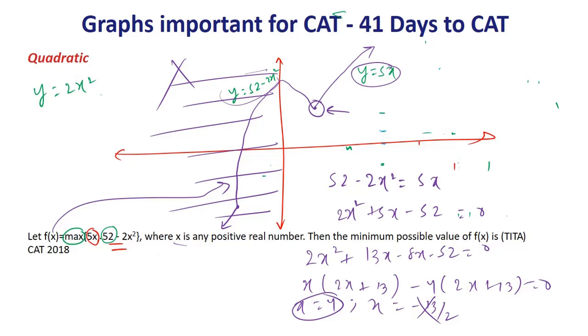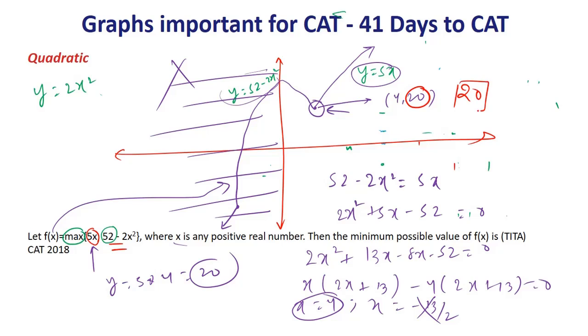So you take x is equal to 4 and put it into any of the two. If you put x is equal to 4 here, the value of y becomes 5 into 4, which is equal to 20. So this point is nothing but (4, 20), and the minimum possible value of f(x) will be equal to 20. So 20 is the answer. I hope this is clear to you. A very beautiful problem which came in CAT 2018. Many people know that they have to equate the two, but very few people know why they equate the two. But I hope all of you know it now.